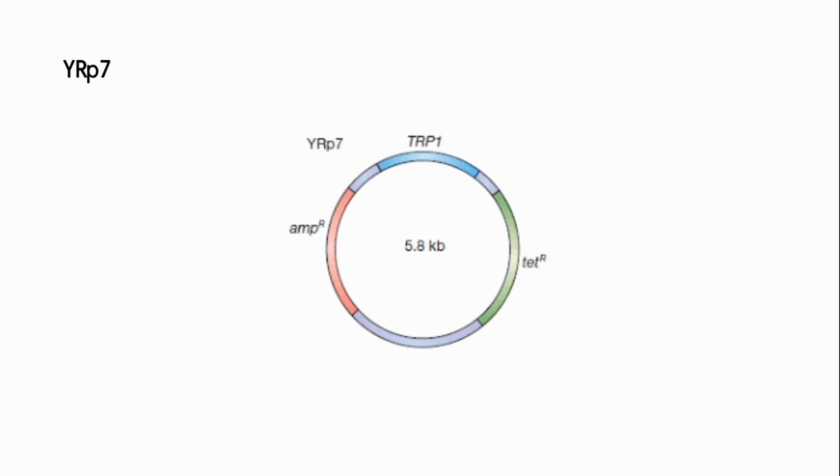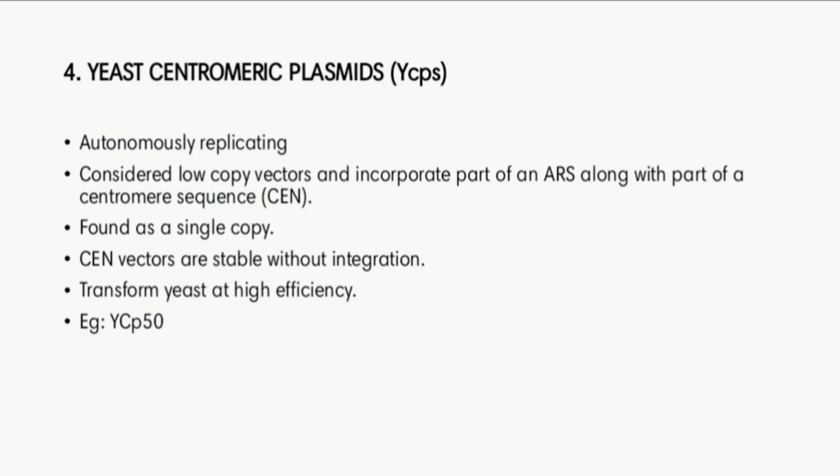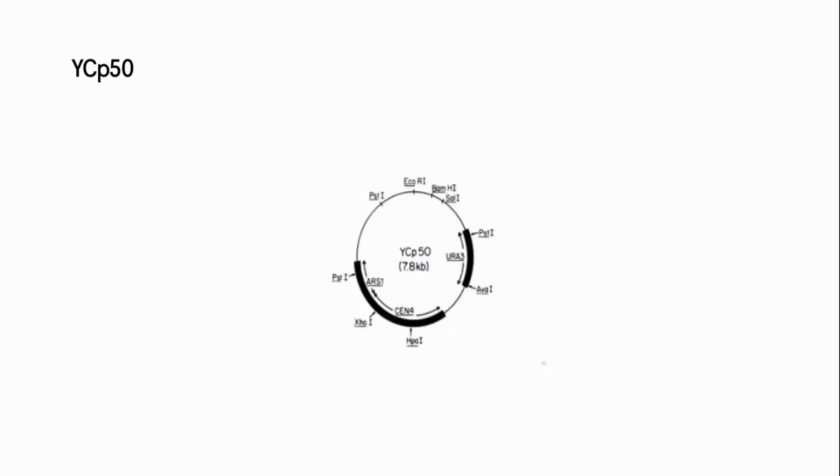The fourth one is yeast centromeric plasmids. These plasmids are autonomously replicating plasmids and are considered low copy vectors, incorporating part of an autonomously replicating sequence along with part of the centromere sequence. It is also a single copy, just like the yeast integrative plasmids, and the centromere sequence vectors are stable without integration. These plasmids transform yeast at high efficiency. An example of a yeast centromeric plasmid is YCP50, and this is the structure.